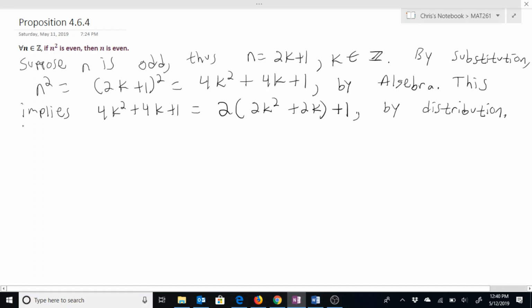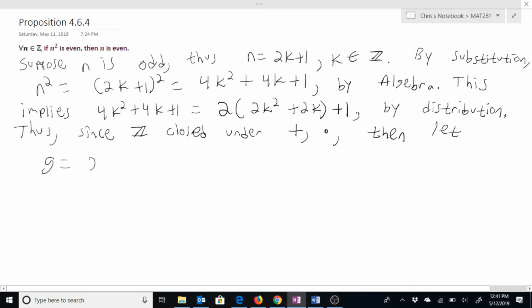Thus, since the integers are closed under addition and multiplication, then we can let g is equal to 2k squared plus 2k, where g is an integer.